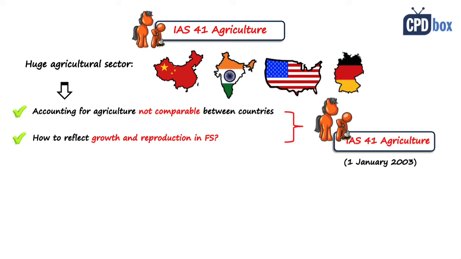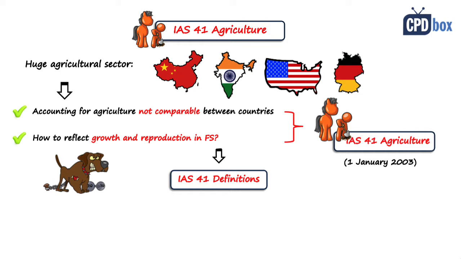So what does it do? First of all, it defines a few terms related to agriculture to make absolutely clear what agriculture is and what it is not, and so where you should apply this standard and where you should not. For example, someone might say that if you have a guard dog to protect your property, you should apply IAS 41 because a dog is a living animal. But guarding is not an agricultural activity as defined in IAS 41, so you apply IAS 16 to account for that particular dog, despite the fact that it is alive.